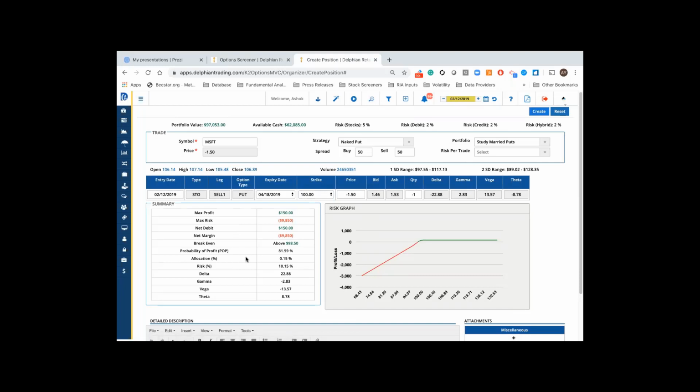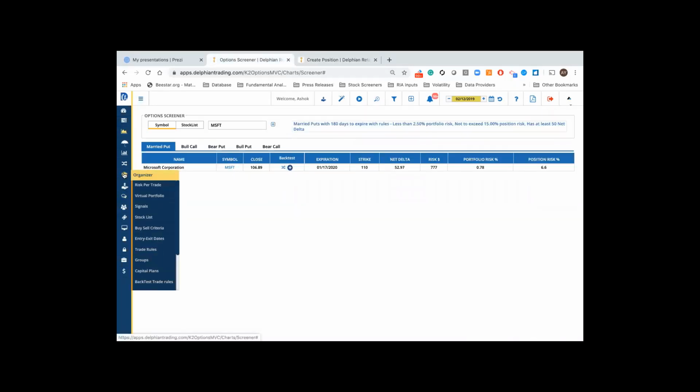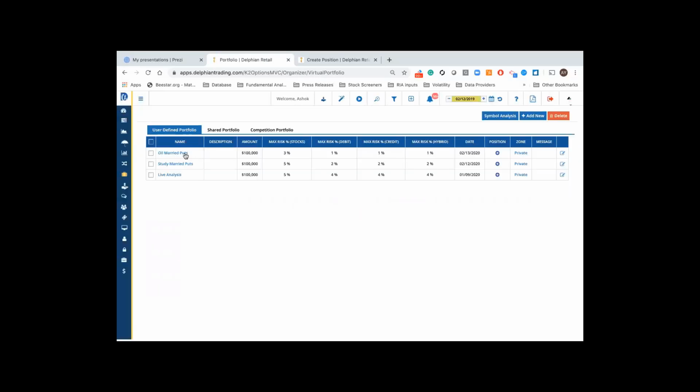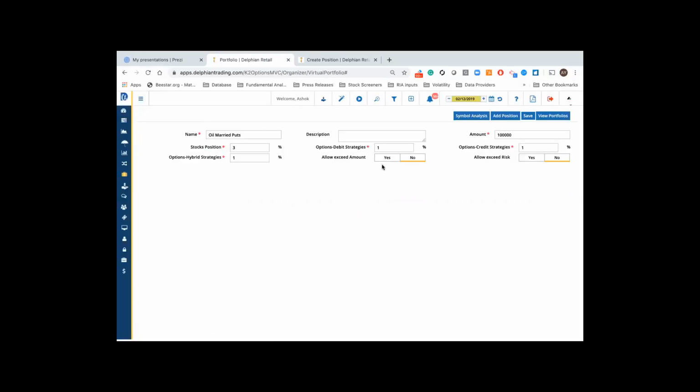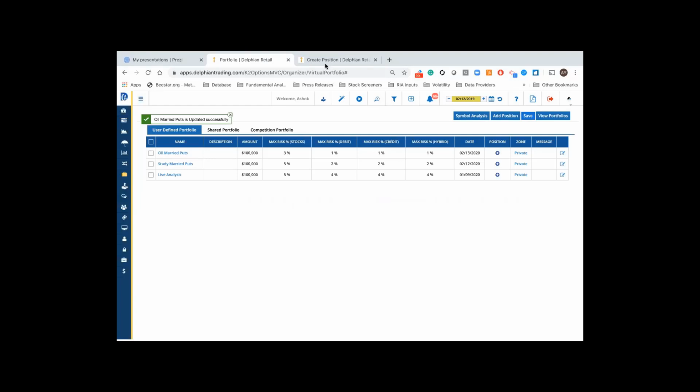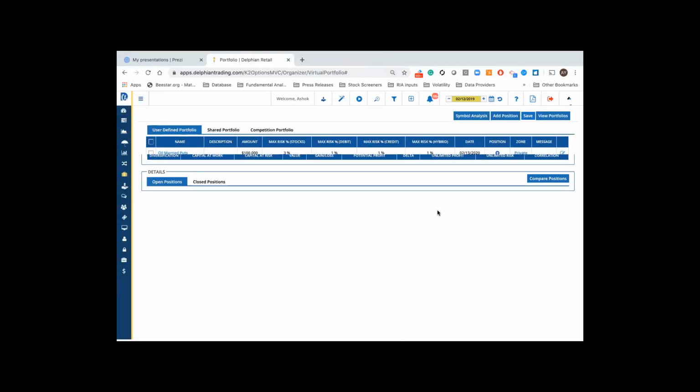So here what I'm doing, I'm selling the naked put. It's not allowing me because of this shell portfolio. See, in the paper trading account, we say allow exceed amount, allow exceed risk amount. We say no, then it wouldn't open the position, but it should give a message actually. So now I change that.